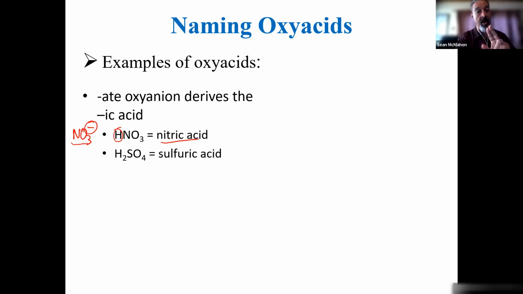Sulfuric acid. Now, don't say hydrosulfuric. This is hydrosulfuric. It has the prefix hydro because it's binary. This is not binary. There's an oxygen. It's an oxyacid, so there is no hydro prefix. It's sulfuric acid. So why? The ate ion derives the ic acid.